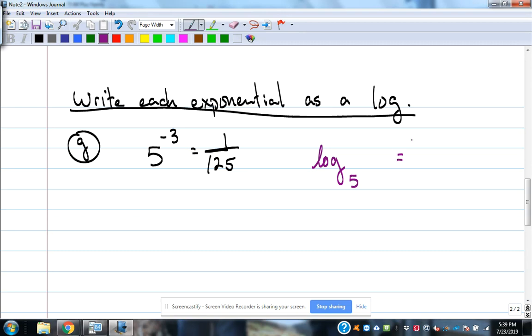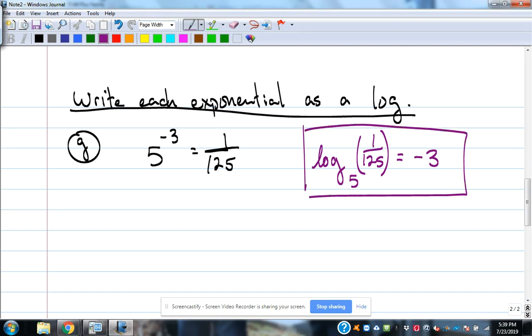And then we know that the logarithm should be equal to the exponent. What's the exponent in the exponential? It's negative 3. So it should be equal to negative 3. And then 1/125 is what we're taking that log base 5 of to get that statement.